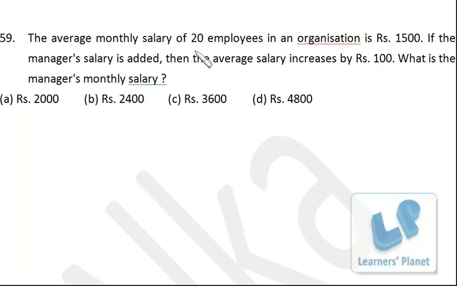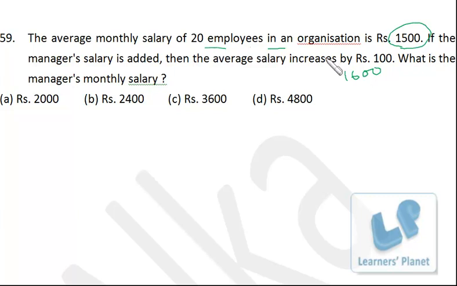Now the average monthly salary of 20 employees is 1500. If the manager's salary is added, the average salary increases by ₹100. That means the new average is 1600. What is the manager's monthly salary? Once again, now there are 21 employees. Average salary of 20 employees is this, and overall is this. So we have to find out the salary of the 21st person.